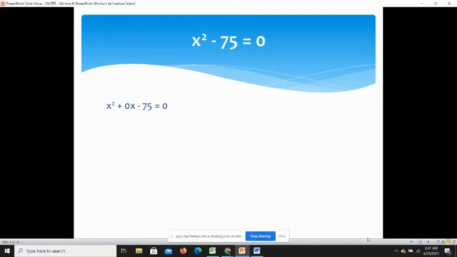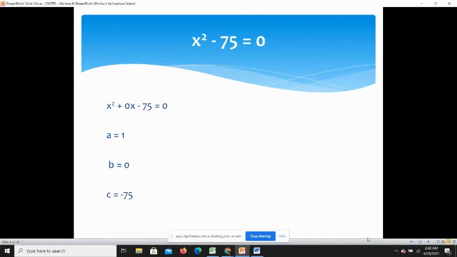Now let's find out the values of a, b, and c. In our given, what is the value of a? The value of a would be 1. There is always an invisible numerical coefficient 1 beside the variable if the only thing written is x². How about b? Even if we don't see any linear term in the equation, there is still a value for b, and that is 0, as we've seen in the expanded form earlier. And the value for our constant term will be negative 75.